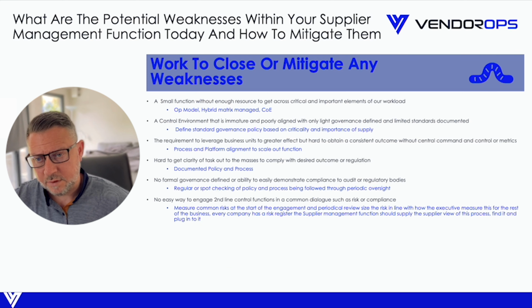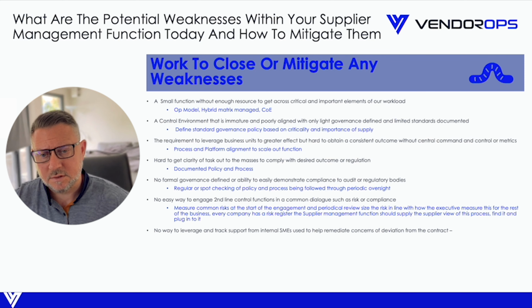So every company that I've ever been involved with has had a risk register. Supplier management as a function should look to provide the supplier view of this process. So what are the supplier risks that are being carried by the business at the moment? And that comes from having a decent risk assessment process at the start of these deals, at the start of onboarding with a new supplier, and then managing that periodically over time in a recognised risk system, of course, makes it a lot easier to keep track of.